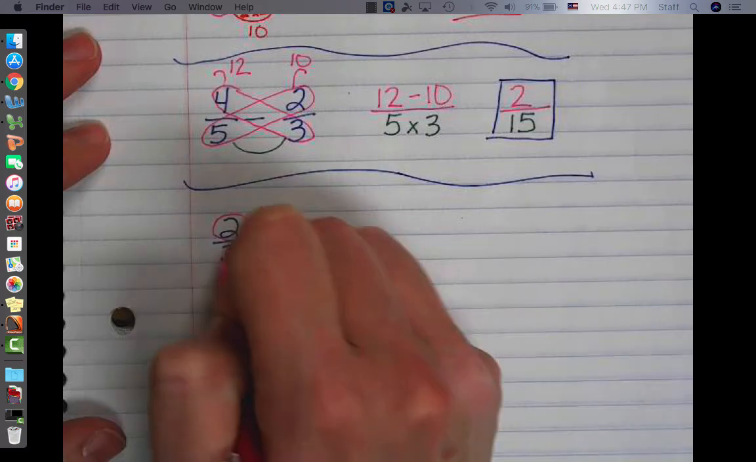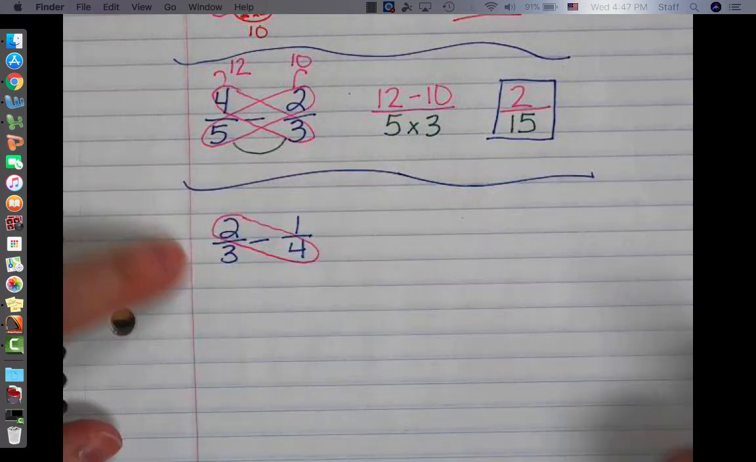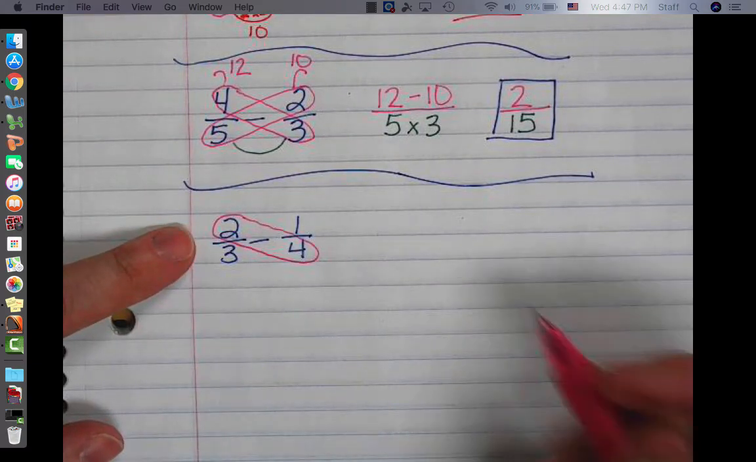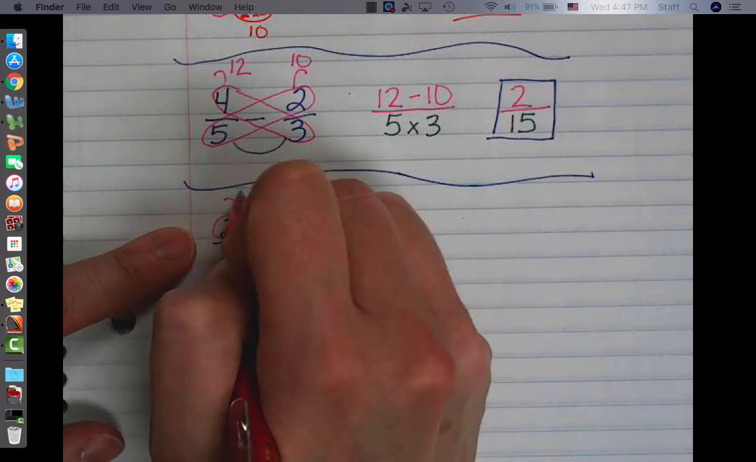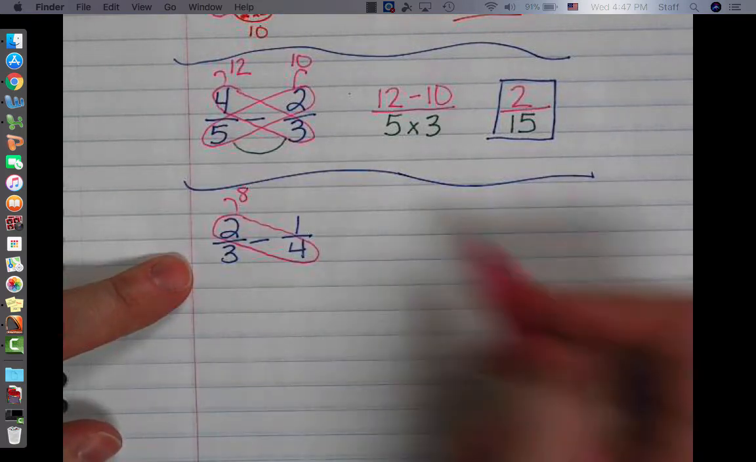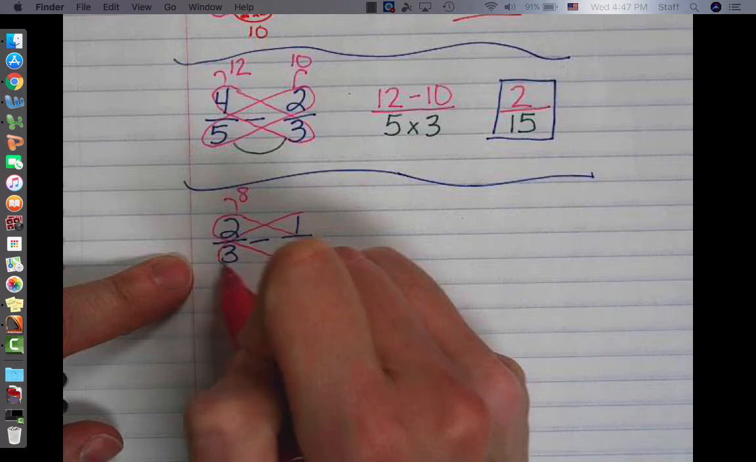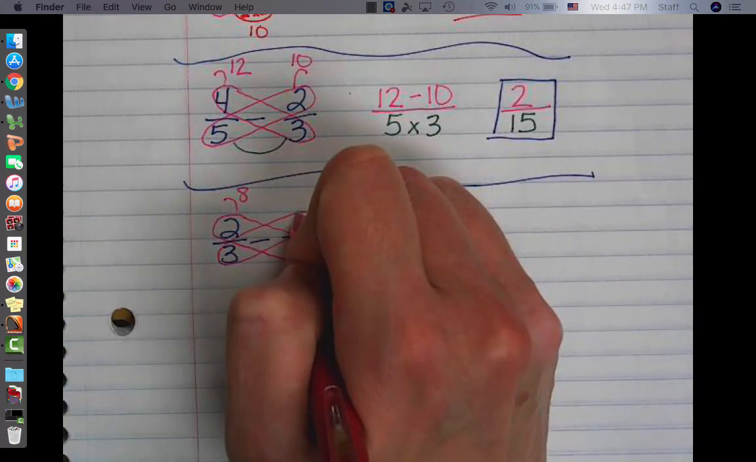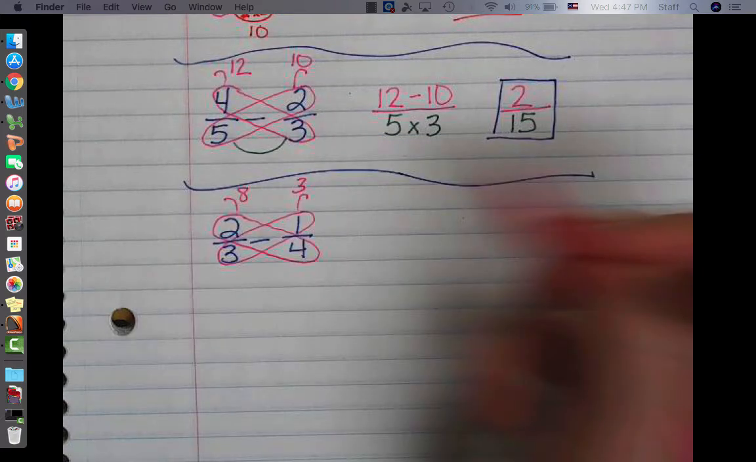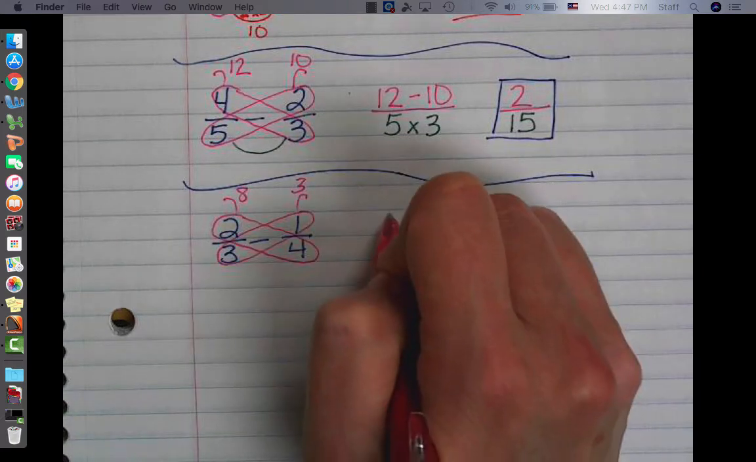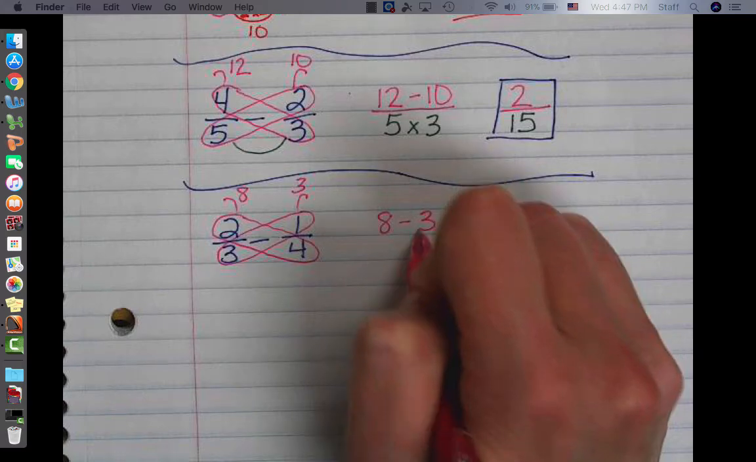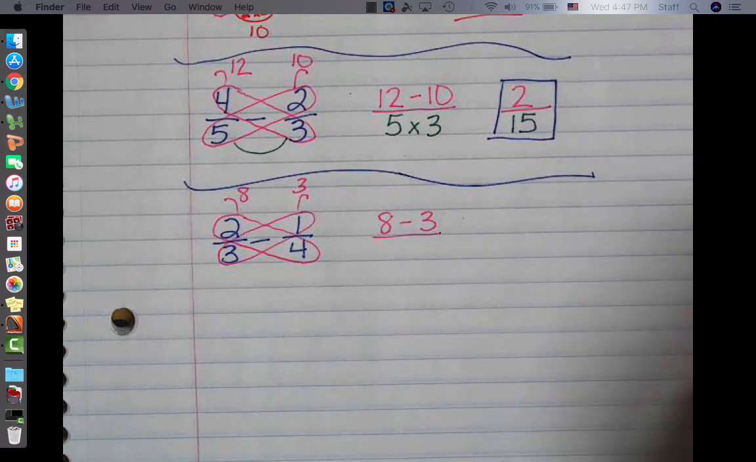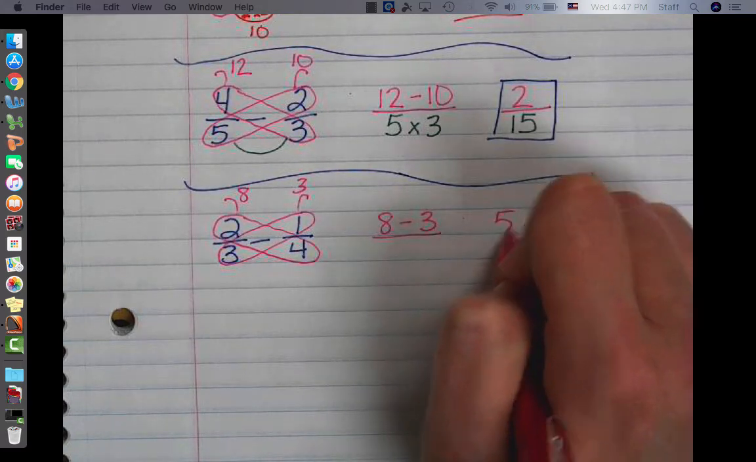Our butterfly wings. 2 times our 4 gives us our 8. Our other wing is our 3 times our 1, which is our 3. So to get our numerator, we're going to take our 8 minus our 3, which gives us 5.